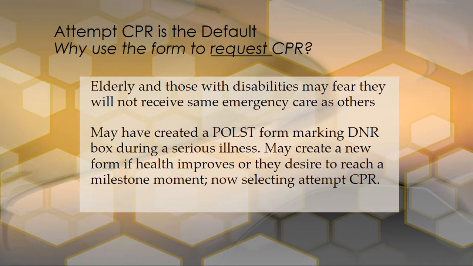So one of the questions that's often raised is, attempting CPR is the default request. Why use the form to request CPR? The elderly and those with certain types of disabilities may fear that they will not receive the same emergency care as others. So they may have created a POLST form marking a DNR box during a serious illness, but they can create a new form if the health improves or they desire to reach a milestone moment. So now they'll select the attempt CPR, attempt full resuscitation, full resuscitative measures.